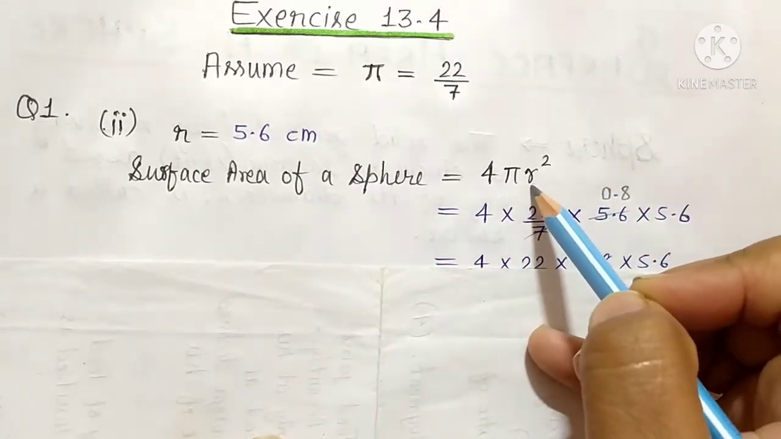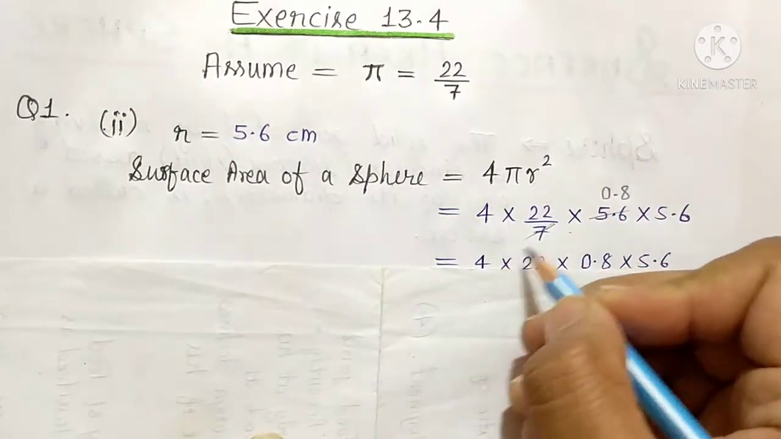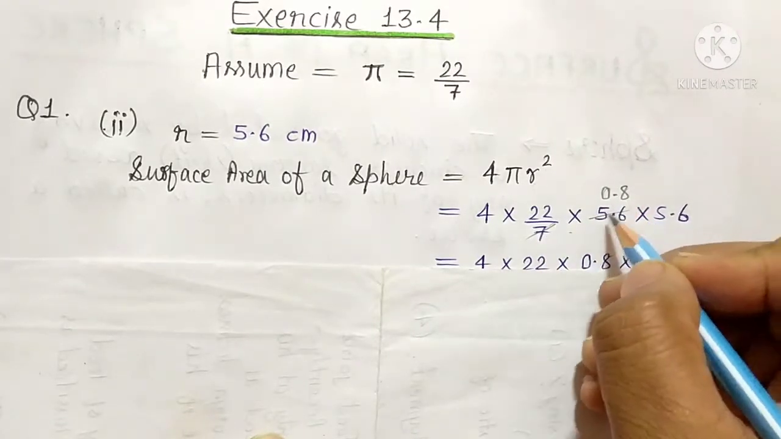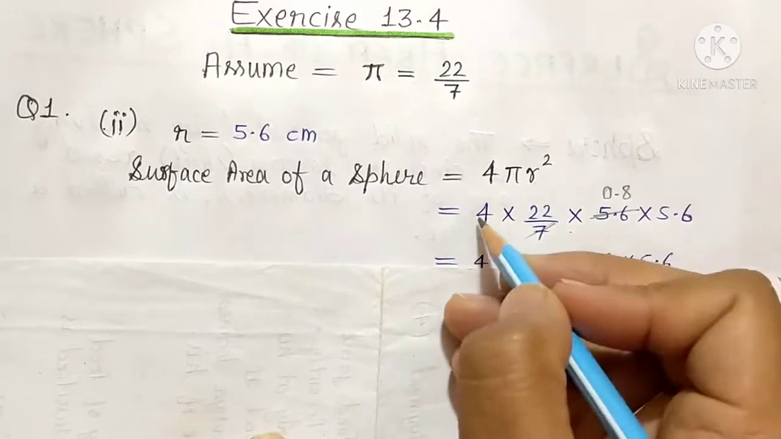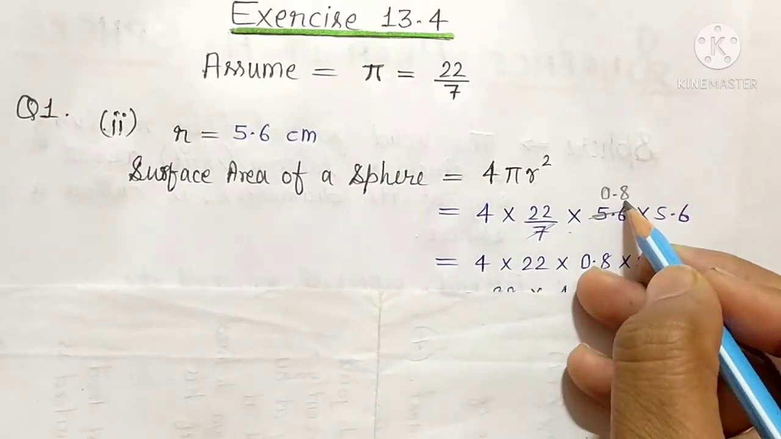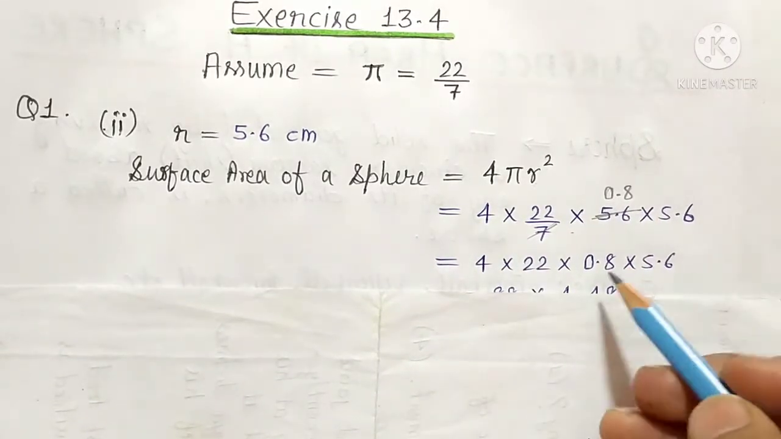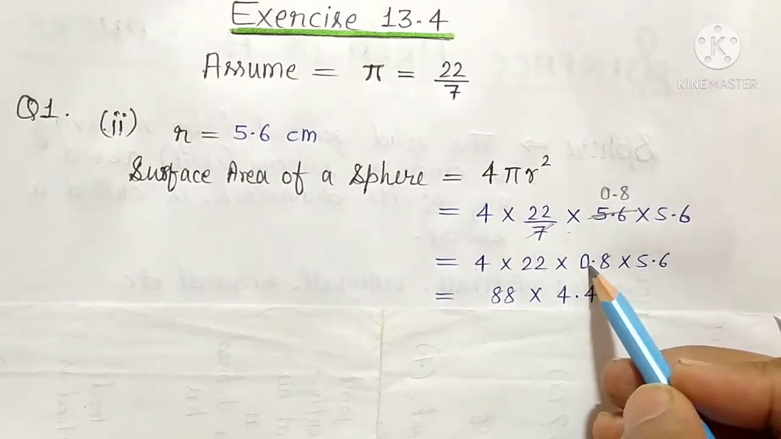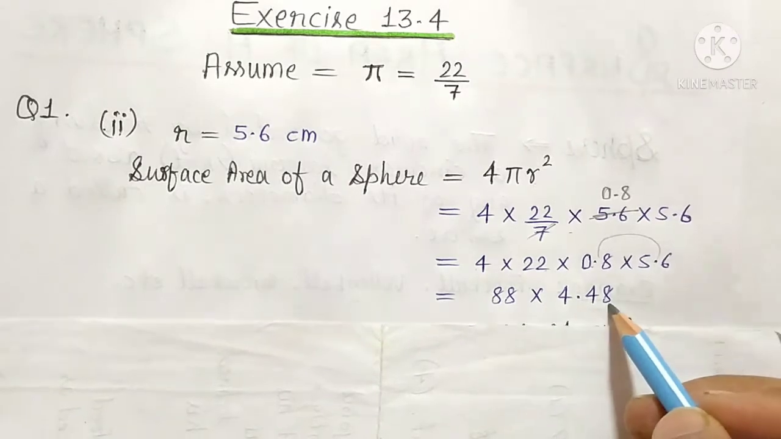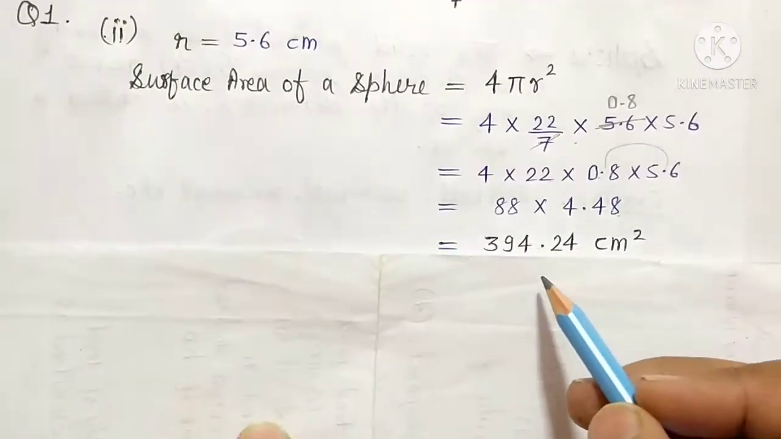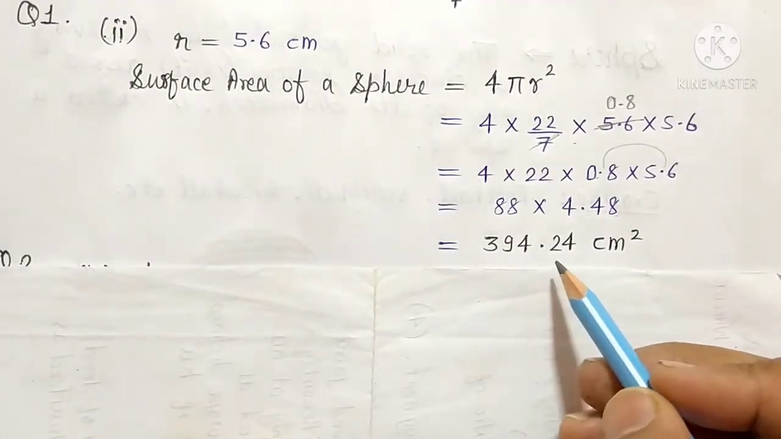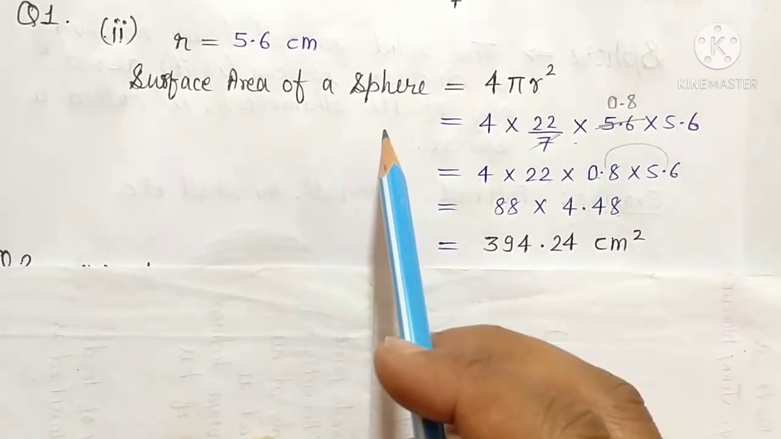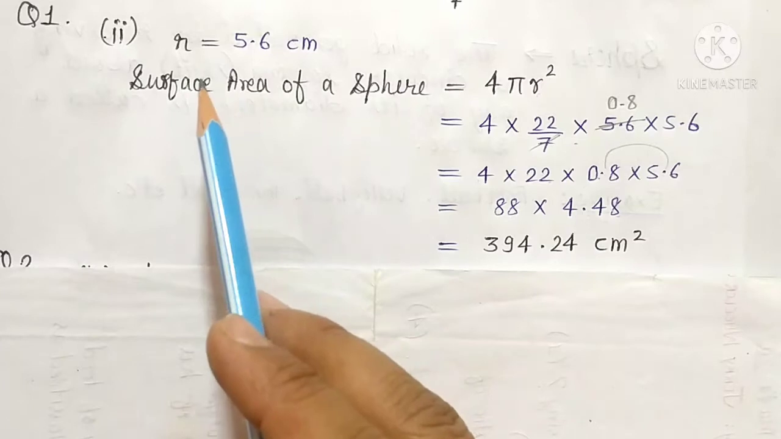It means r multiplied by r. When we cut 7, 0.8, it comes 5.6. 7 multiplied by 0.8 comes to 5.6. So what comes? 4 multiplied by 22 multiplied by 0.8 multiplied by 5.6. Let's multiply: 4 into 22 comes 88, and 0.8 multiplied by 5.6 comes 4.48. Multiply both of them, so it comes 394.24 centimeter square. This is the surface area of this sphere whose radius is given as 5.6 centimeters.